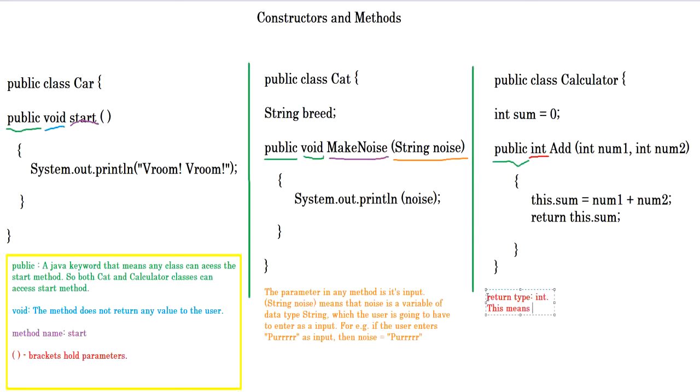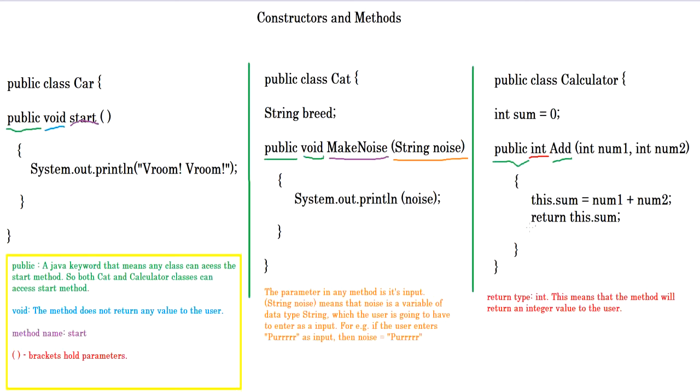This means that the method will return an integer value to the user. Alright, so that's what the word int here is used for. Alright then, so let's move on, and next we have the method name, which is basically add. And next we have two input parameters, int num1 and int num2, which basically means this method takes two numbers as an input from the user.